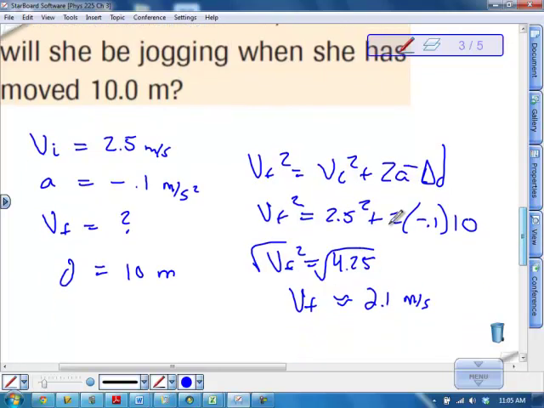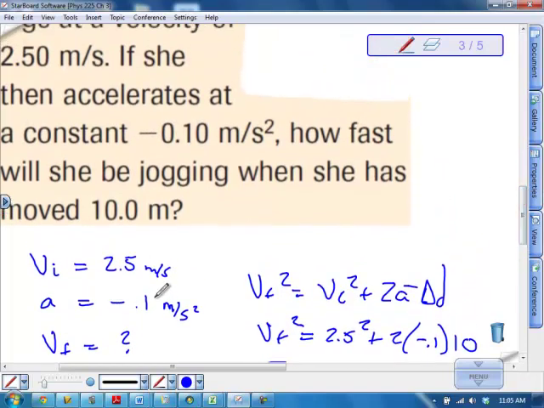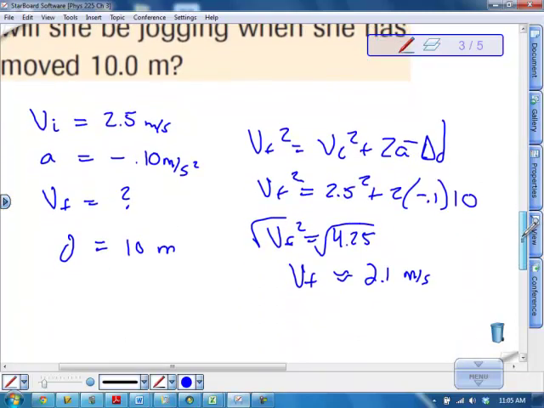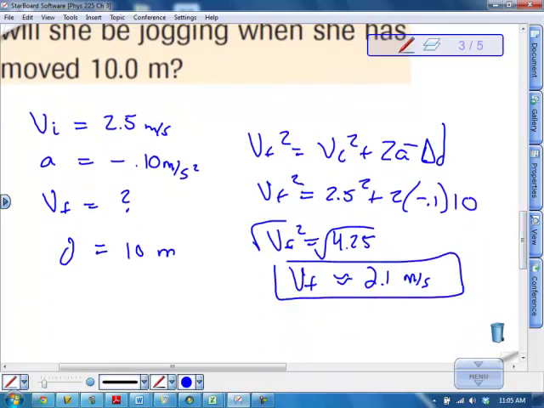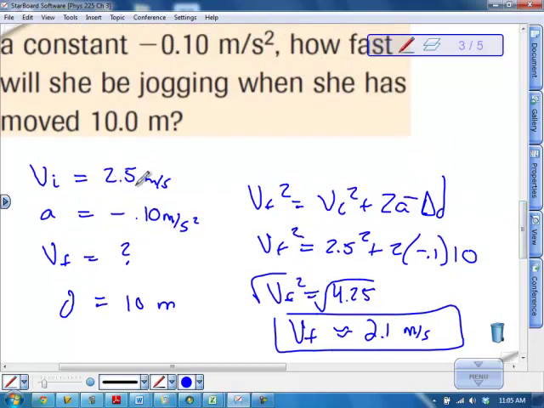I'll round to the nearest tenth to stay with the significant digits of my least precise measurement here. They did give us 0.10 here, just followed with the correct sig figs. So final velocity in this case is 2.1 meters per second, which makes sense. We're slowing down, right? We started off at 2.5 meters per second, and we end up at 2.1.